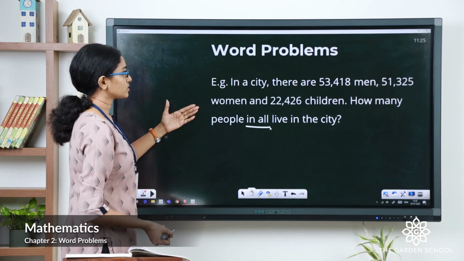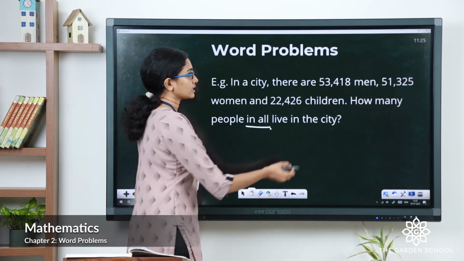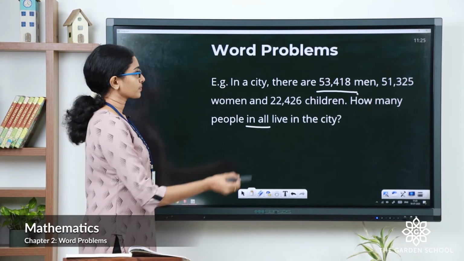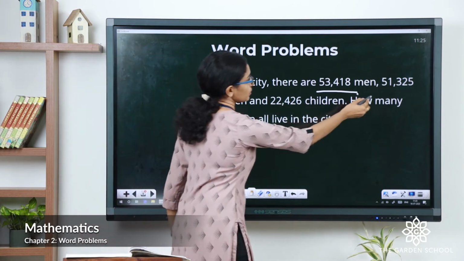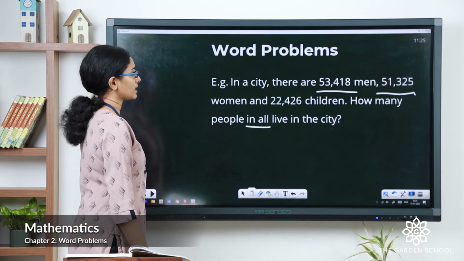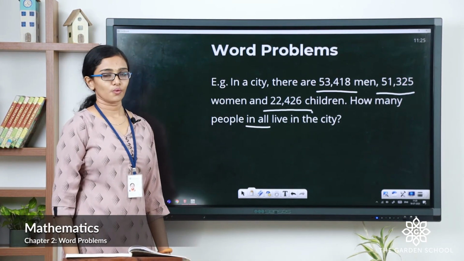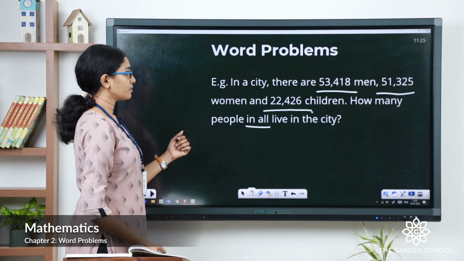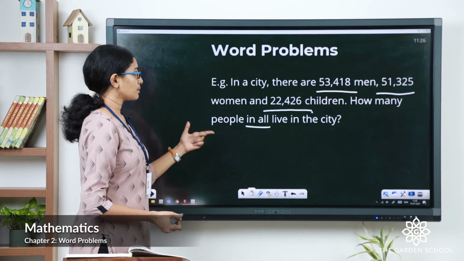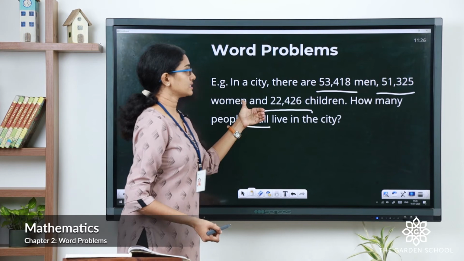So now let's note down the data provided in the question. What is the number of men? It is equal to 53,418. Now the number of women equal to 51,325 and the number of children equal to 22,426. Now how do we find how many people in all live in the city, or the total number of people in the city? You have to add up all these numbers.